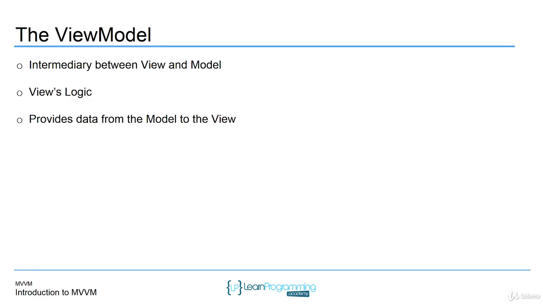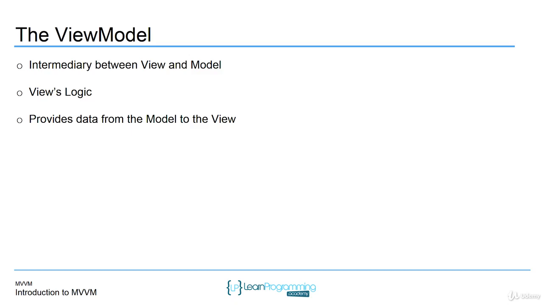And finally, the view model is going to be the intermediary between the view and the model. It's going to hold the view's logic. So some of the logic that we currently have in the code behind for the XAML files, we could move to the view model. And it is going to be providing the data from the model to the view in the structure that the view needs. So it may make some changes to the model before sending it to the view, so the view can display this information seamlessly.